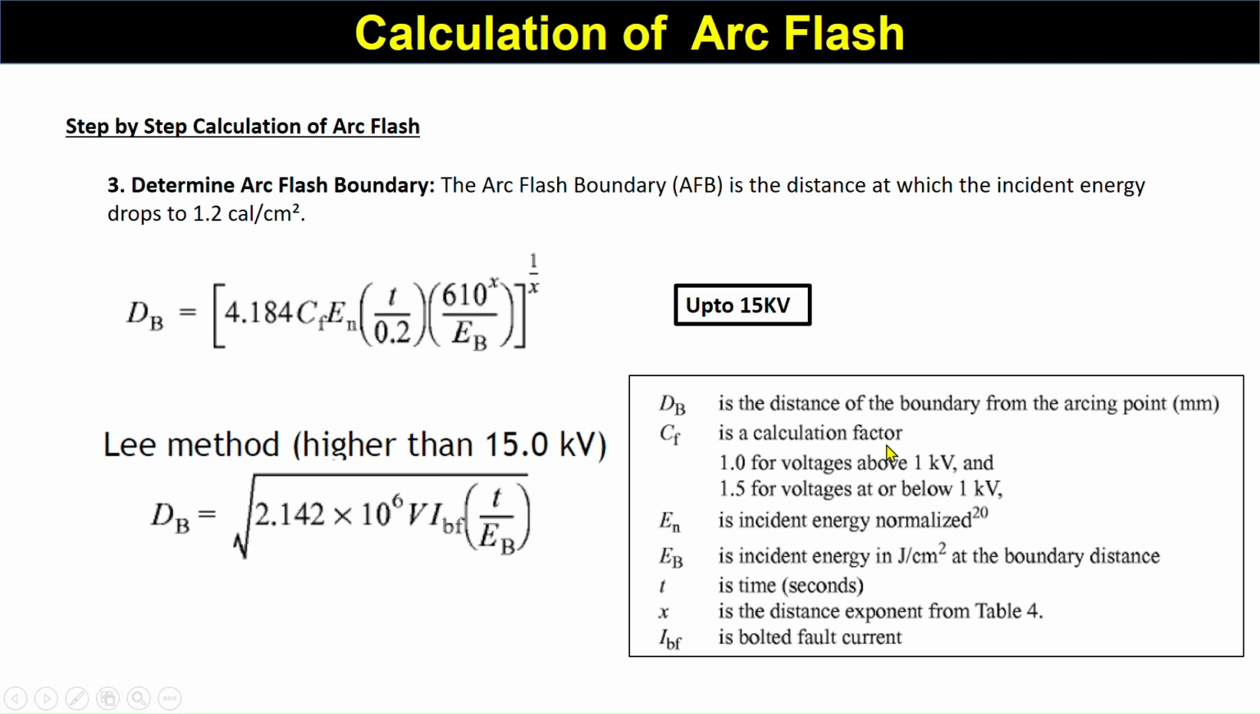CF is the calculation factor, 1 for voltage above 1 kilovolt and 1.5 for voltage at or below 1 kilovolt. En is the normalized incident energy. EB is the incident energy in joules per centimeter square at the boundary distance, T is the time in seconds, and X is the distance exponent from Table 4, which we have shown already. IBF is the bolted fault current.